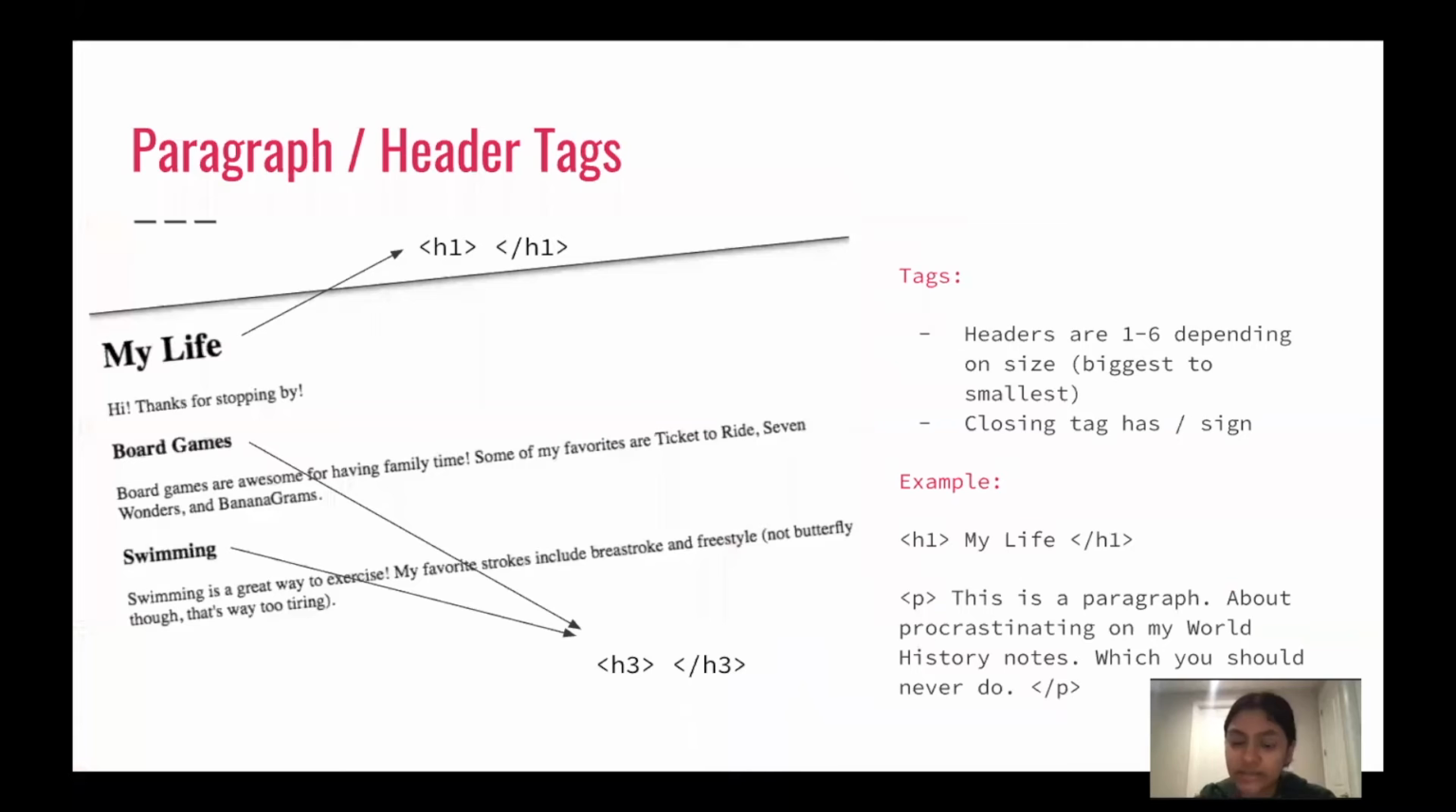Paragraphs and header tags. So tags for headers are classified by H, followed by a number 1 through 6, with 1 being the biggest and 6 being the smallest. So remember that to close your tag, you need to include the / symbol, and paragraphs are just enclosed by tags with a P. And there's some examples, with one being that My Life is a header 1, Board Games and Swimming are headers 3, and there's also an example of a paragraph to the right.